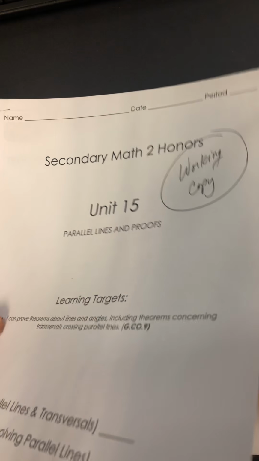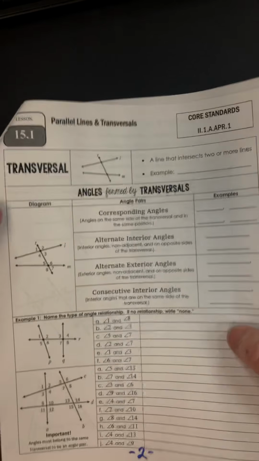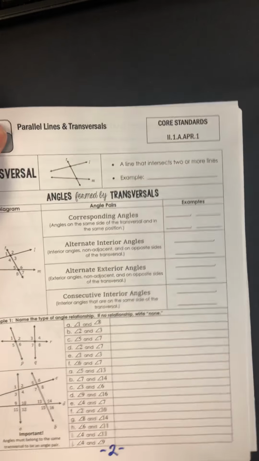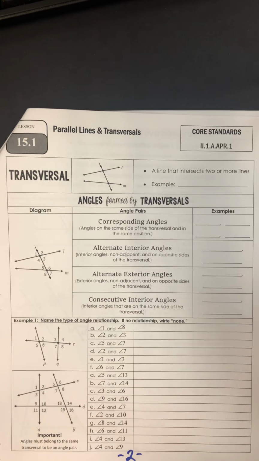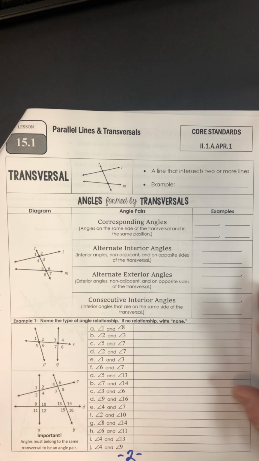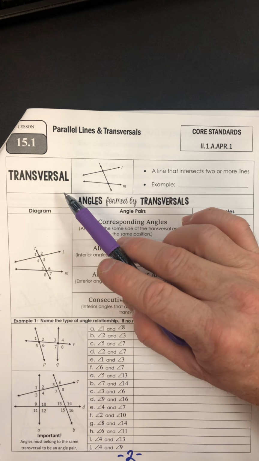Unit 15. Parallel lines and proofs. Let's see what we got here. So get your packets ready. Let's go through some notes. We'll talk it up. I'll try and listen carefully to what you have to say. All right, let's see. This word transversal.